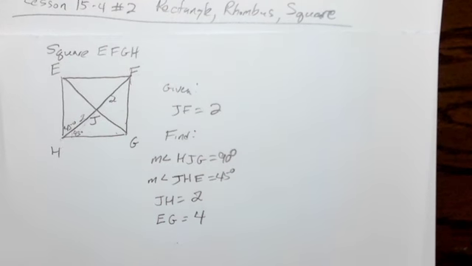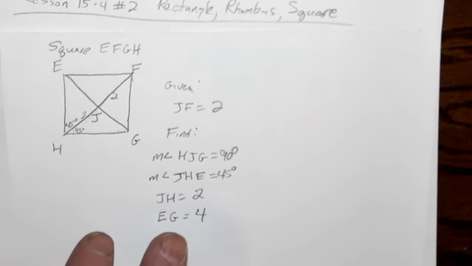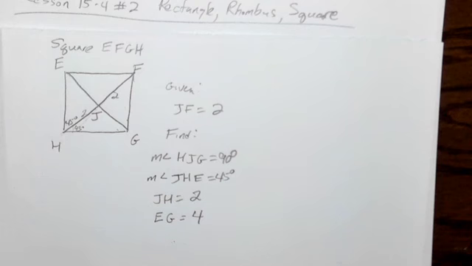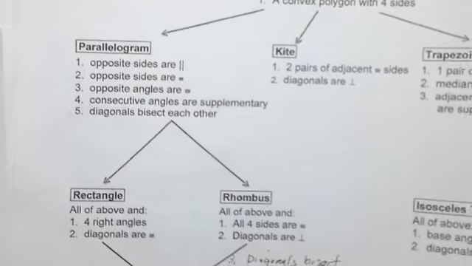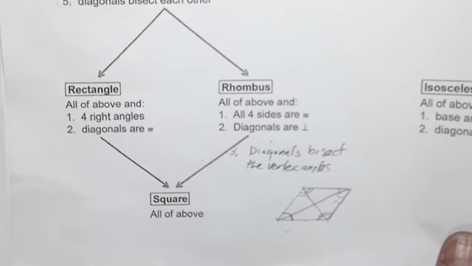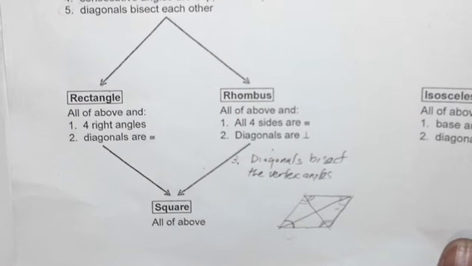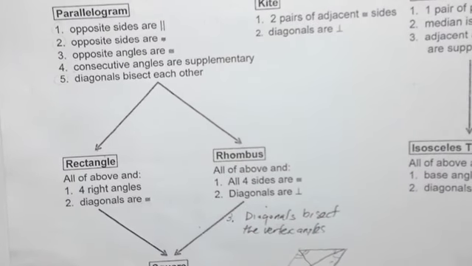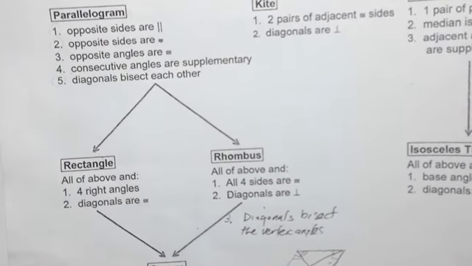EG, this diagonal is equal to this diagonal, so if this is 2, 2 plus 2 is 4, EG is going to equal 4. And that's the information, again, just using the properties that are on this sheet for rhombus, rectangle, and square. Whichever shape you have, you can use any and all of those that apply to that figure.